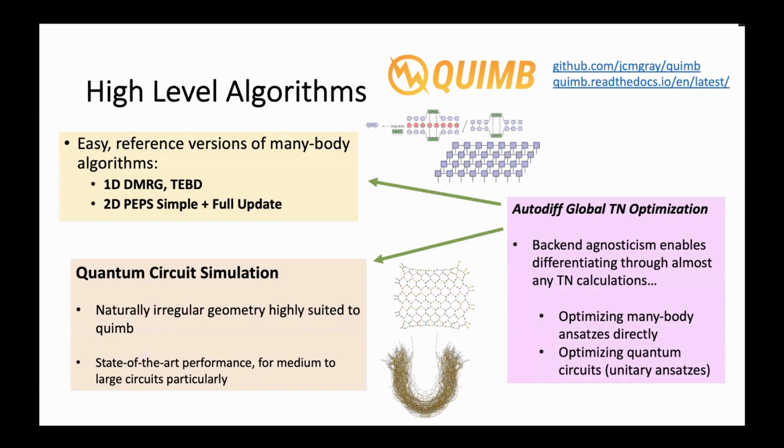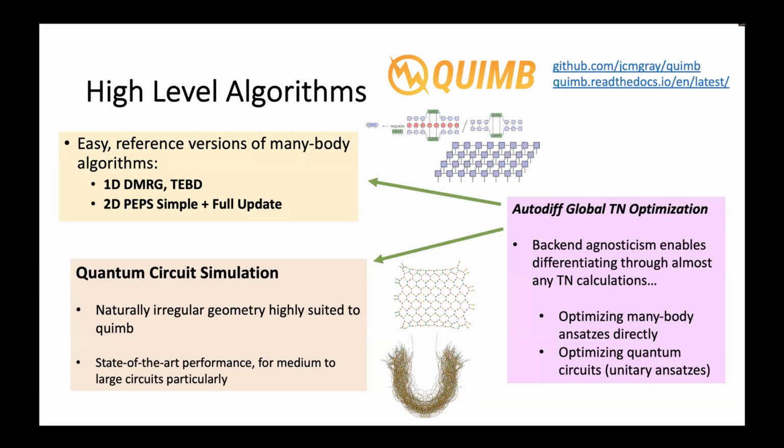So just to give a very high level overview of some of the things that Quimb can do, it does have easy reference versions of these many-body algorithms like DMRG, and also now 2D algorithms for simple quantum many-body lattice models. And then it also has quantum circuit simulation. Because it can represent any tensor network geometry, that makes it very naturally suited to quantum circuits, where you get these very odd, irregular geometry tensor networks naturally. And for these, you can really get state-of-the-art performance in Quimb, especially for medium to large circuits.